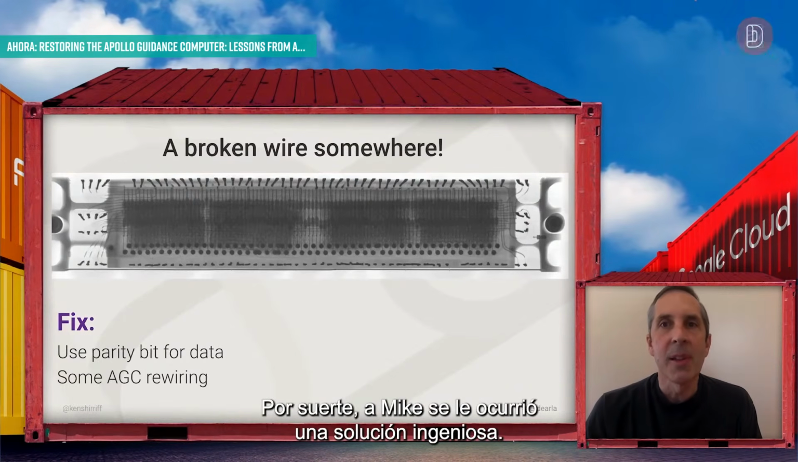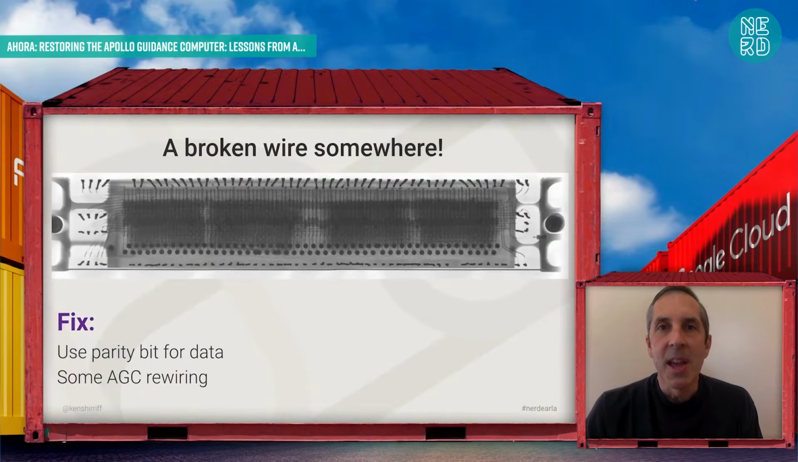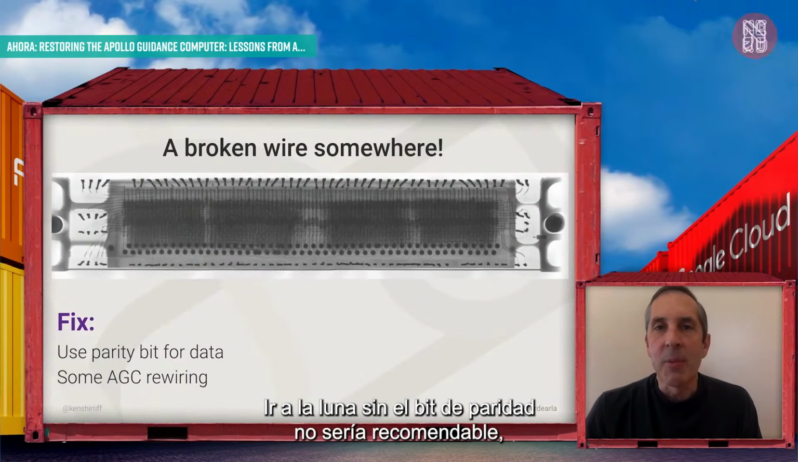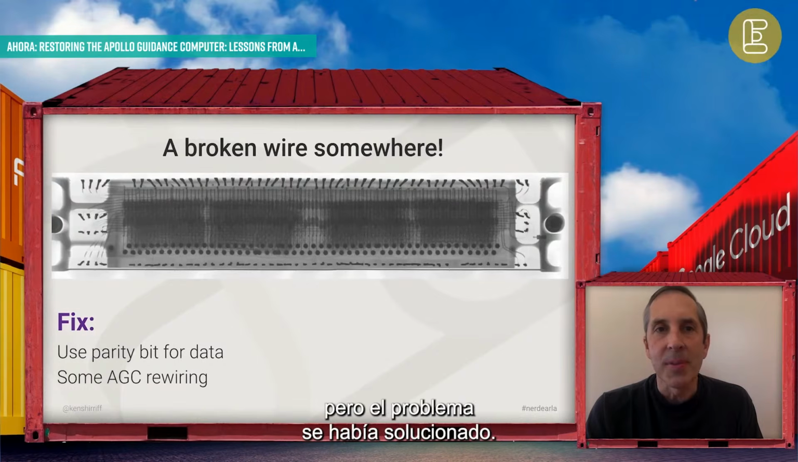Fortunately, Mike came up with a clever fix. He rewired part of the AGC to disable parity checking, and then he used the working parity bit to replace the bad data bit. Now, this wouldn't be reliable enough to fly to the moon without parity, but it fixed the problem for us.